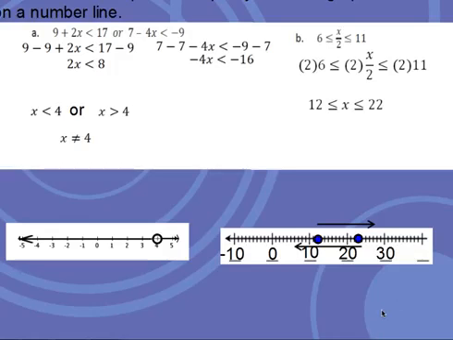Because this is an and inequality, I'm looking for the spot on the graph where both inequalities are true. For example, before the 12, only one inequality is true. And after the 22, only one inequality is true here too. So it's in the middle where I'm going to need to shade. I'll take those arrows away, and bring in just a shaded line between the 12 and the 22.